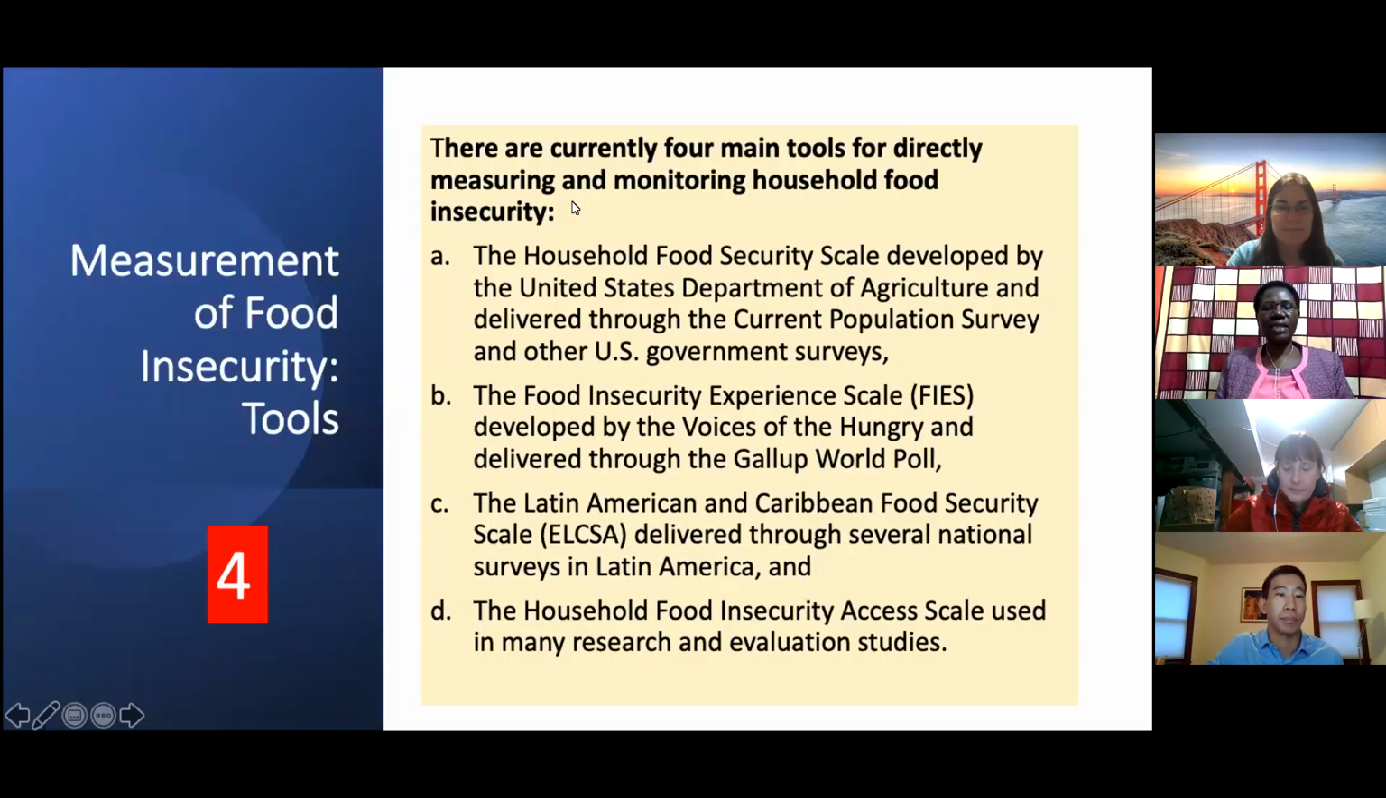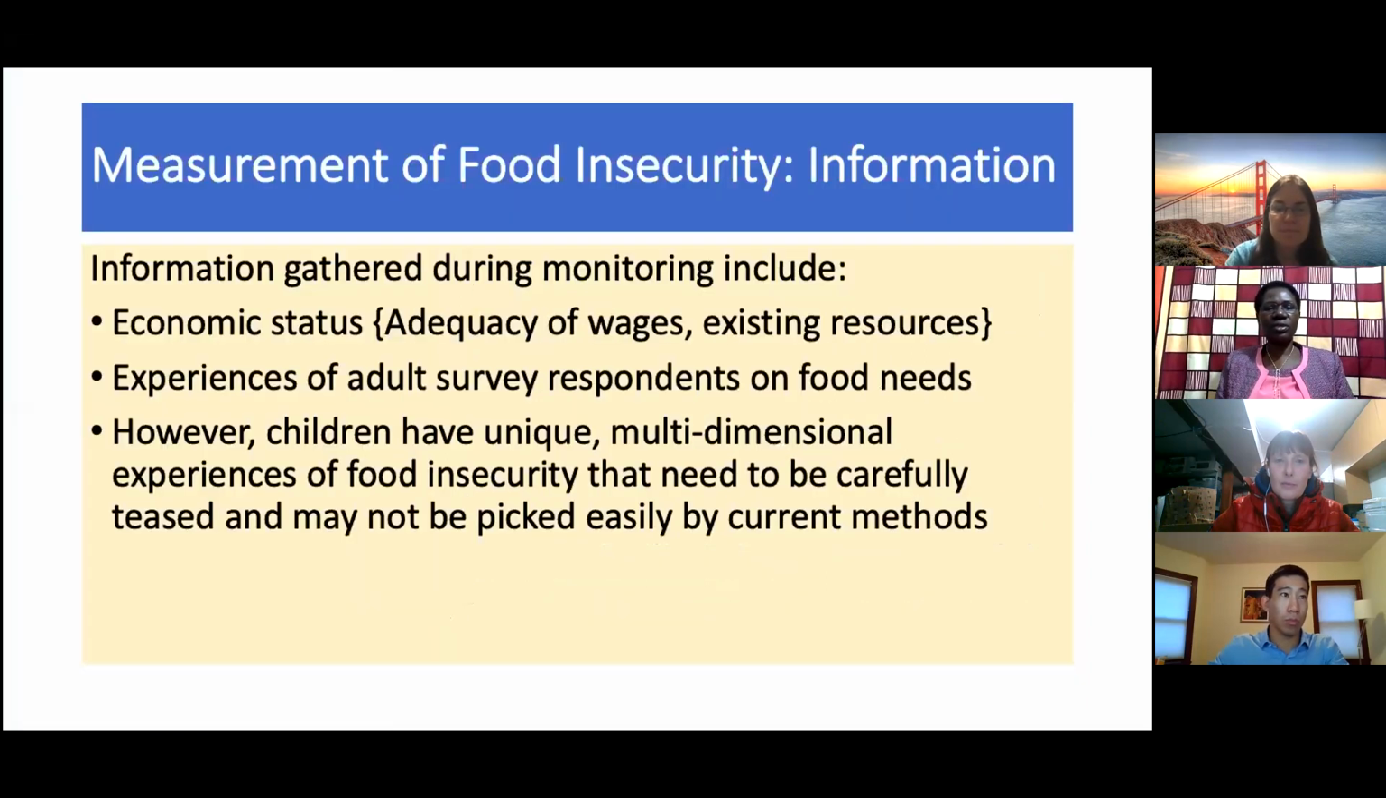So this slide just gives a summary of the 4 tools that are currently available. I don't have to go through each one of them, but as you can see, most of them have been derived from developed countries. Those are the main ones that have been used. The information gathered during this monitoring mainly focuses on economic status and particularly the experiences of adults in those households. But for children, because they have multidimensional experiences of food insecurity, there is need to be more careful in teasing out how they are affected, and not just depend on the experiences or reports from the adults.